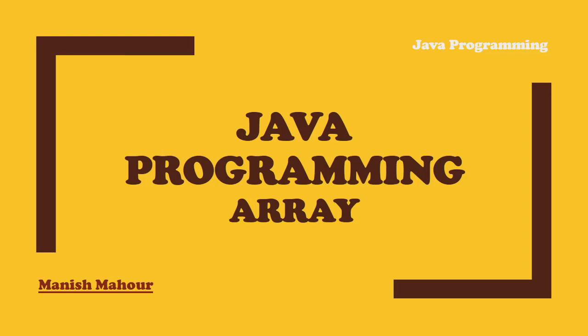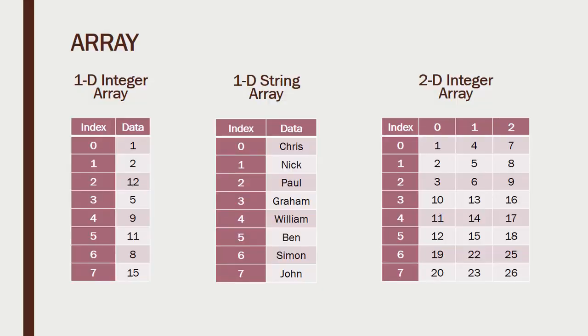In this video, we will talk about arrays. Arrays are used to store multiple values in a single variable instead of declaring separate variables for each value. As we can see here, the first one is an integer array where each element is an integer. And the second one is a string array where each element is a string, and the third one is a two-dimensional integer array.